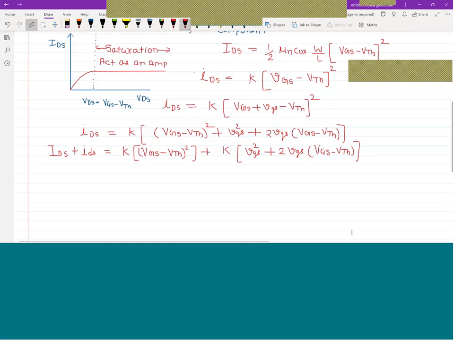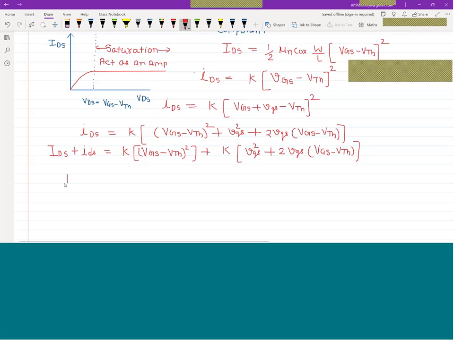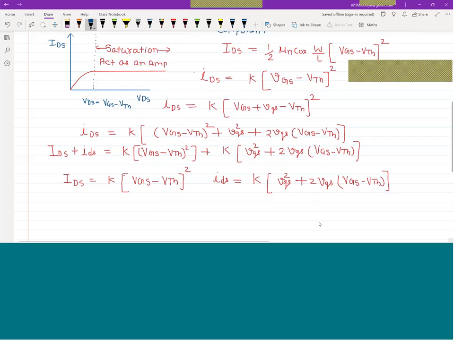Now we can say that capital IDS is the DC current, and the DC current is K times of (VGS minus VTH) whole square, and the small part is ids equal to K times of vgs whole square plus 2 times of vgs into (VGS minus VTH). And can I say this part is a non-linear part?